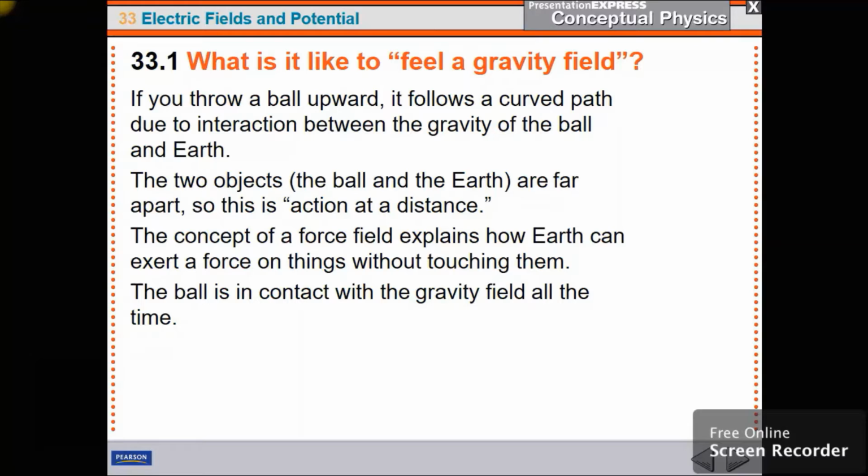What is it like to feel a gravity field? If you throw a ball upward, it follows a curved path due to the interaction between the gravity of the ball and the Earth. The two objects, the ball and the Earth, are far apart, so this is action at a distance. The concept of a force field explains how Earth can exert a force on things without touching them. The ball is in contact with the gravity field all the time.